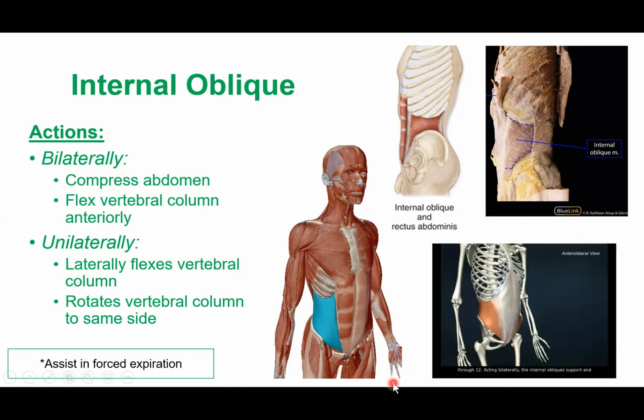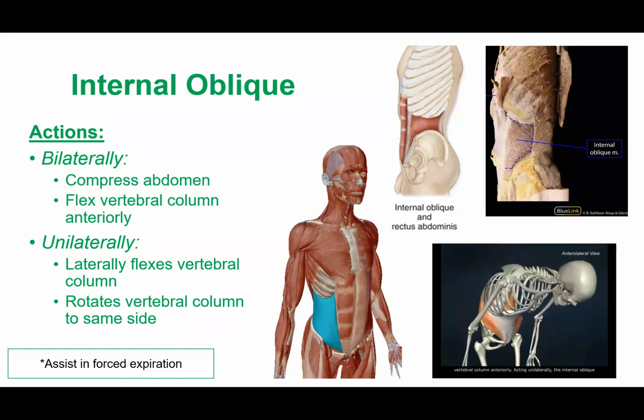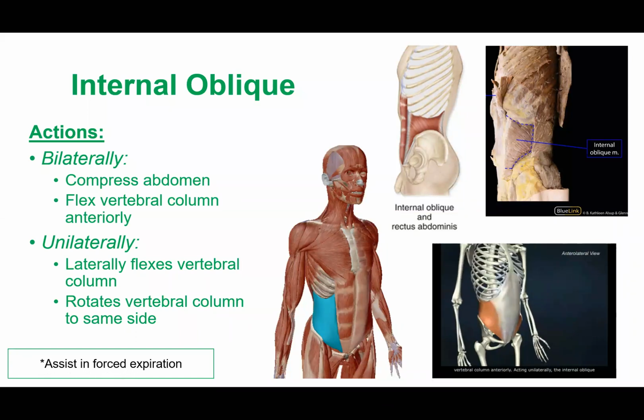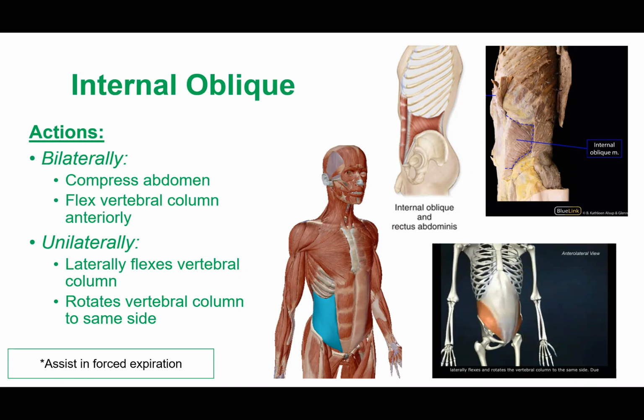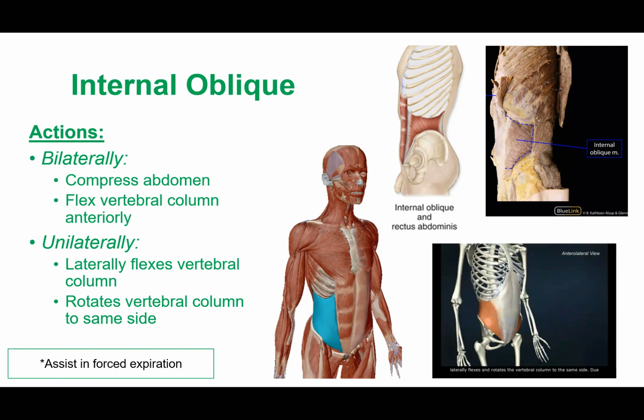Acting bilaterally, the internal obliques support and compress the abdomen, raise intra-abdominal pressure, and flex the vertebral column anteriorly. Acting unilaterally, the internal oblique laterally flexes and rotates the vertebral column to the same side. Due to the compressive effect on the abdomen, the internal obliques assist in forced expiration. They are innervated by the intercostal nerve.